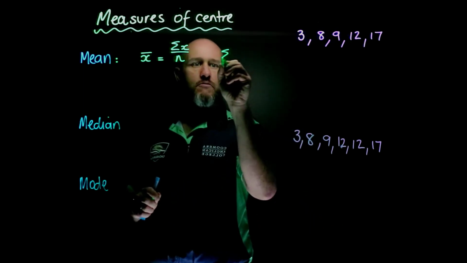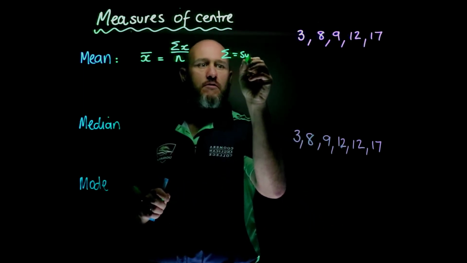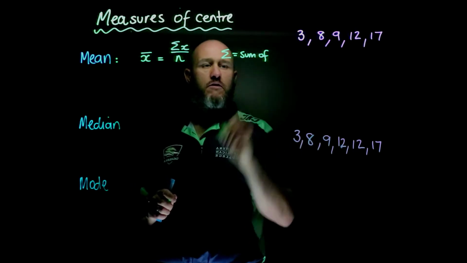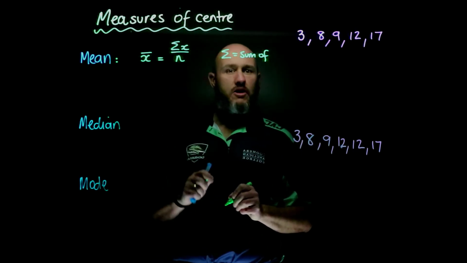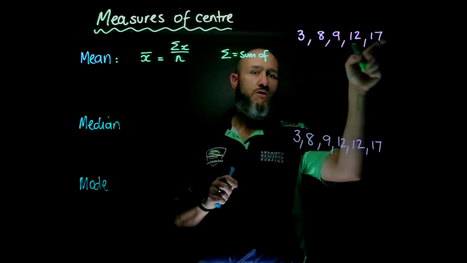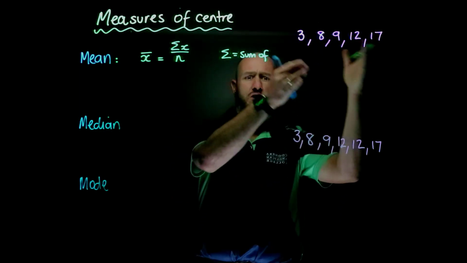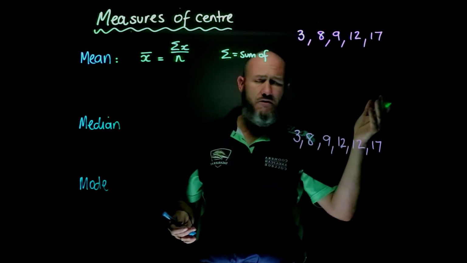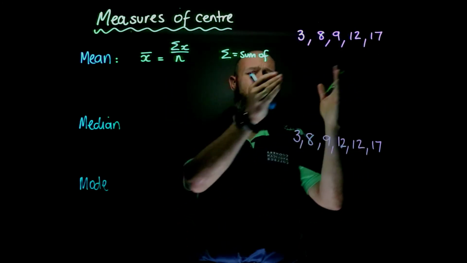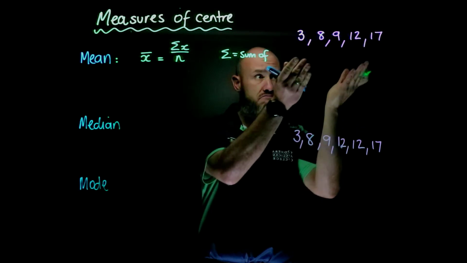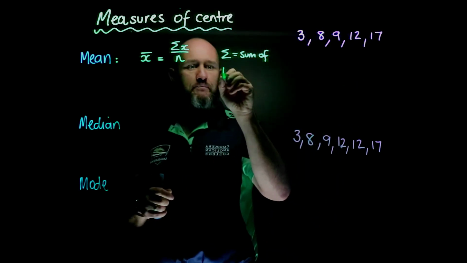Firstly, this symbol is the sum of. And so when we do our calculation at the moment, we're going to sum these numbers together. X just represents the variable, these data points. So x is just one of these numbers. We want to sum x, we want to sum the numbers that x could be. And there they are.